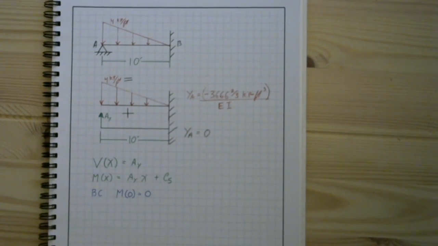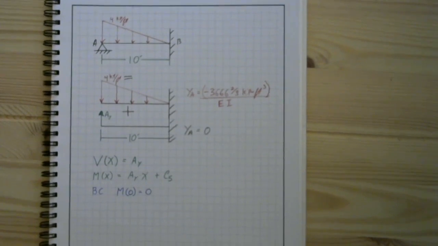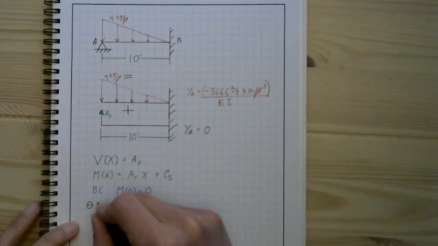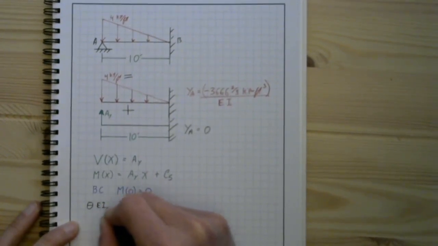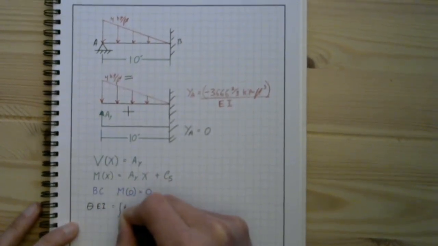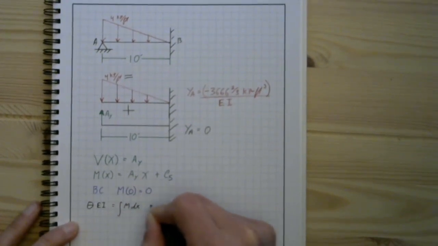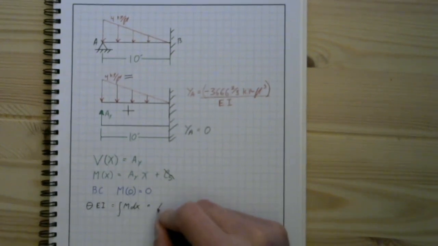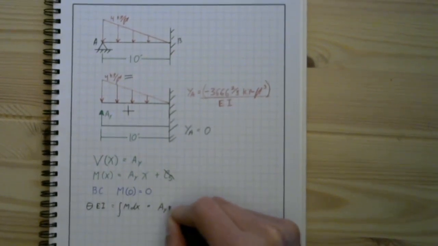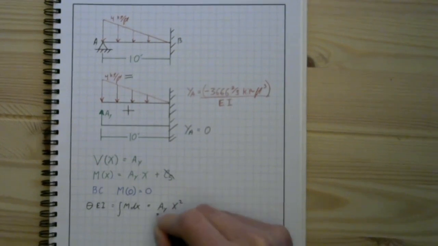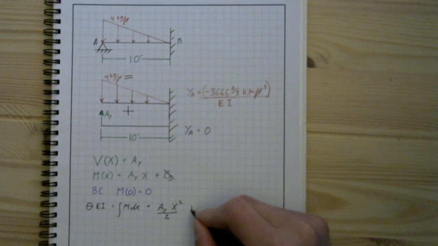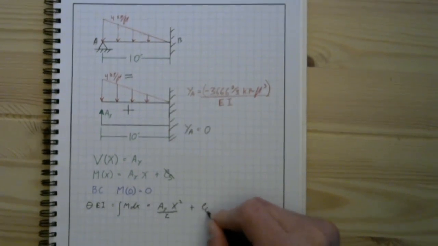And so from there we can go to the rotation. The rotation times EI is the integral of the moment. We said that C5 was 0, so it becomes AY times X squared divided by 2 plus some constant of integration C6.